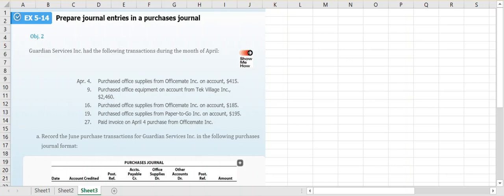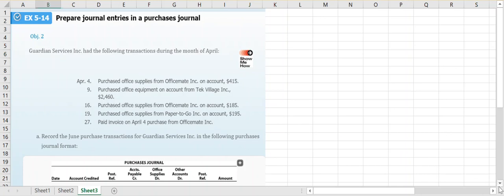In this example video, we're going to look at exercise 514, and we're going to look at how we post our entries into a purchases journal. Remember, a purchases journal is only used when we make a purchase of anything on account. So they tell us that our company Guardian Services had the following transactions during the month of April.